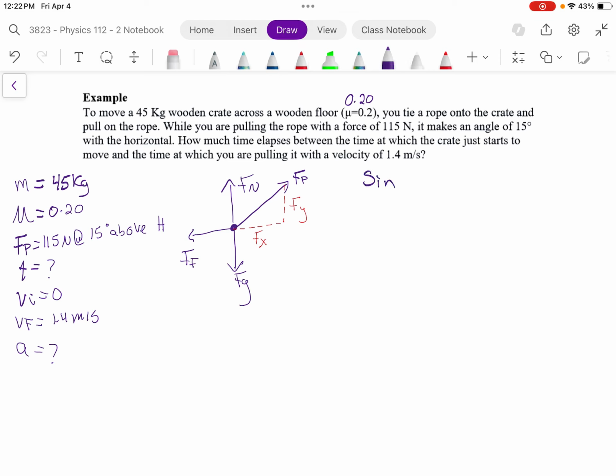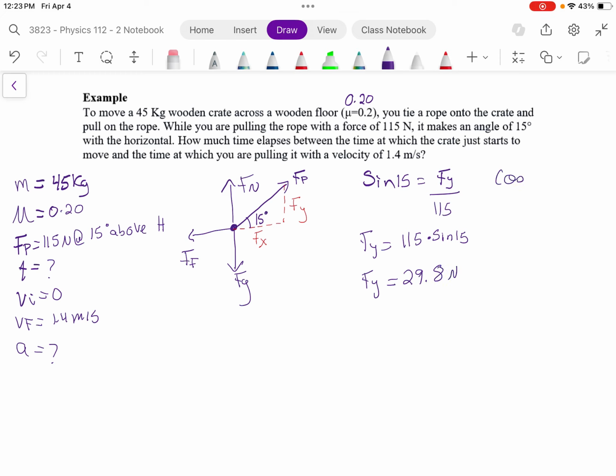We have sine of our angle, which in this case is 15 degrees, equal to the opposite, which is Fy, over the hypotenuse, which is 115. So Fy is equal to 115 times sine 15, and we get an Fy of 29.8 newtons.